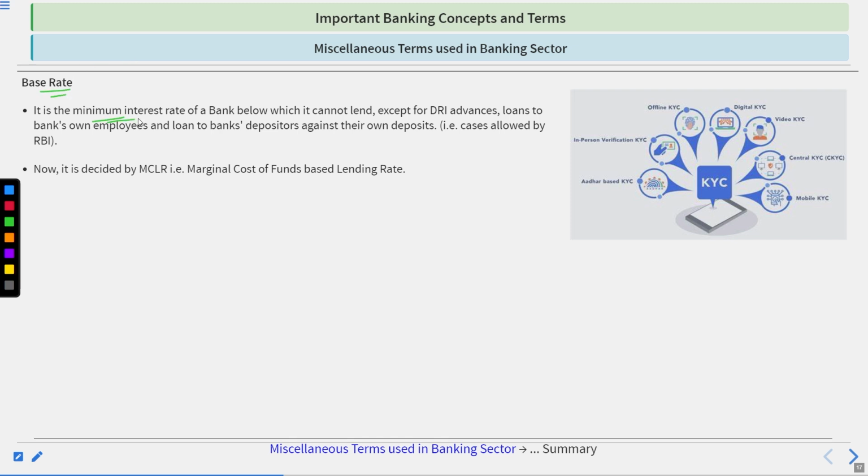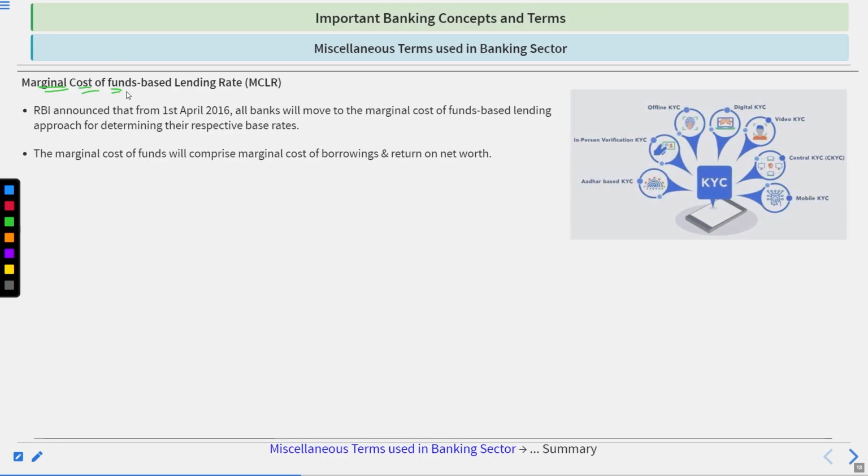Base rate we have just seen, it is a minimum interest rate of a bank below which it could not lend out funds except for some DRI advances, differential rate of interest, where the interest rate could be lower than the base rate. But it is only for some special cases, like when the bank gives loans to its own employees, or when the bank gives loans to depositors against their own deposits. Okay, but in such cases RBI permission is required. Now it is decided by the MCLR, marginal cost of funds based lending rates. This calculation helps the banks in lending out funds below this.